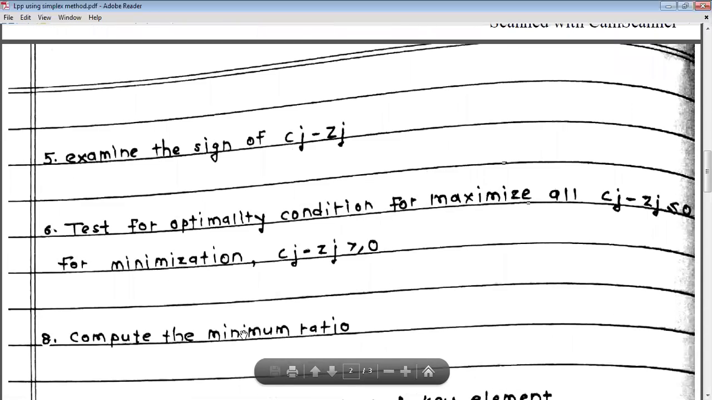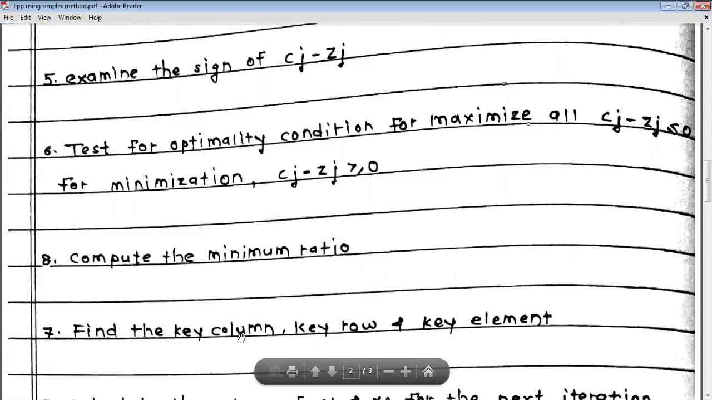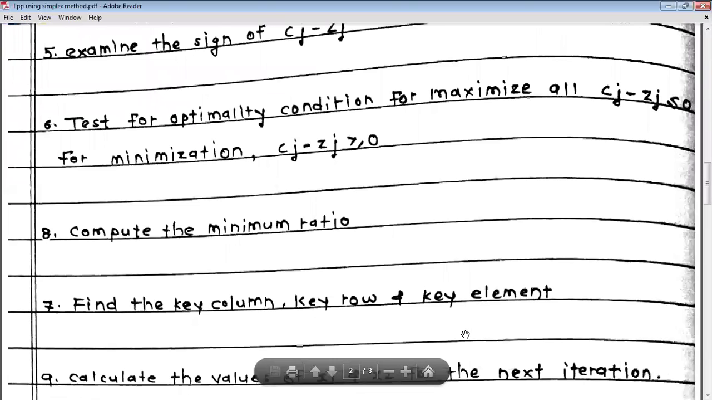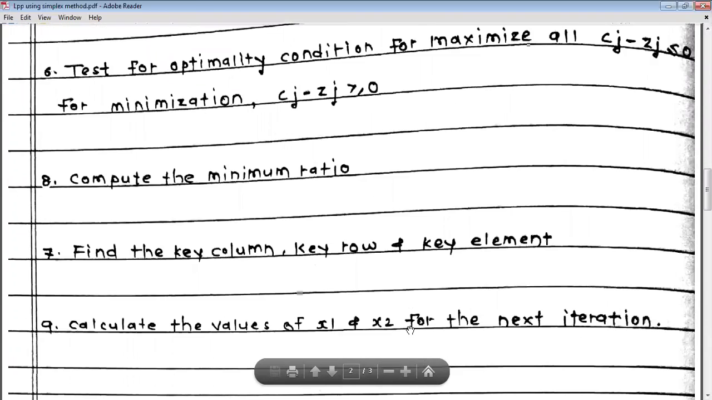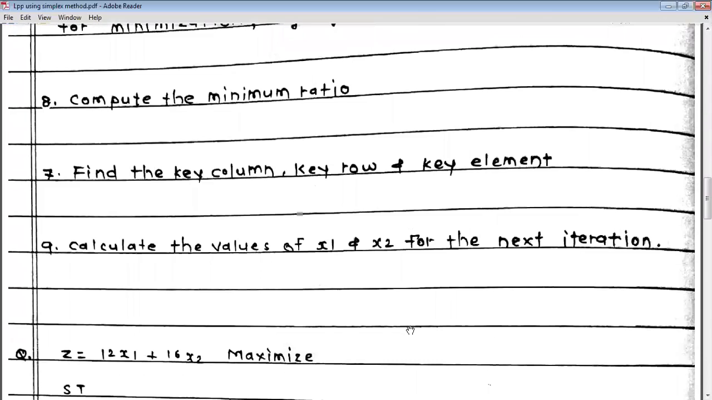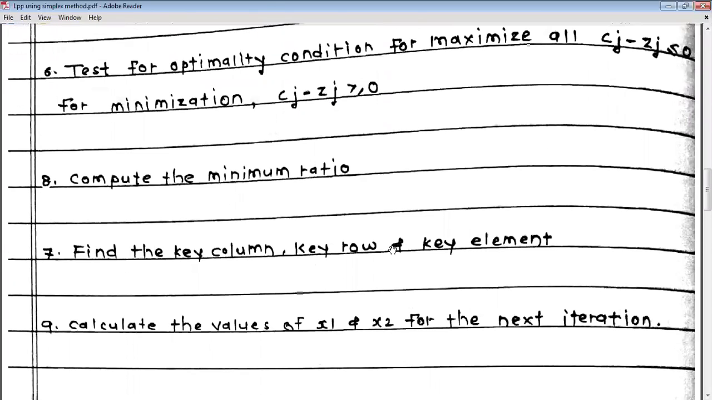After this, we are going to compute the minimum ratio. Then we'll find the key column, key row, and the key element. We'll find which is the entering variable and which is the leaving variable. And then we'll calculate the values of x1 and x2 for the next iteration. We'll continue this till we reach the optimality condition. So whenever all the values of Cj minus Zj are less than or equal to 0 in a maximization problem, we'll stop there. And in case of a minimization problem, when all Cj minus Zj values are greater than or equal to 0, then we'll stop our simplex method.